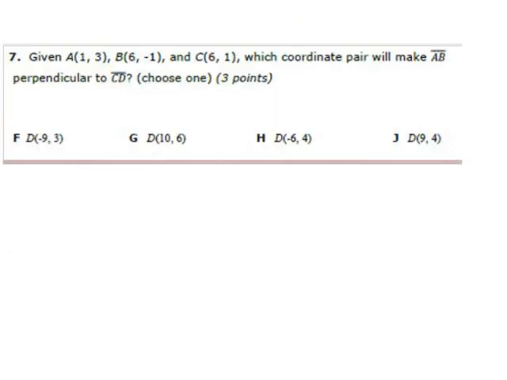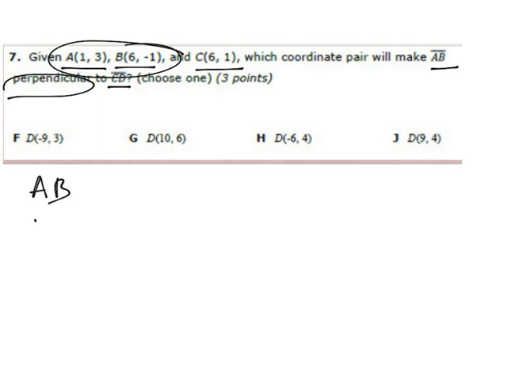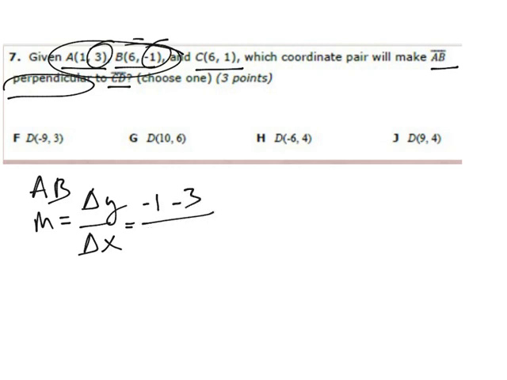Okay, in this situation, we're given A, B, and C, kind of like one of those older ones that we tried earlier today. And we're asked which coordinate pair will make AB perpendicular to CD. So let's go ahead and find the slope of AB first. AB slope is equal to delta y over delta x. I'll say negative 1 minus 3 and 6 minus 1. That's my change in x values. Here I would get negative 4 over 5.